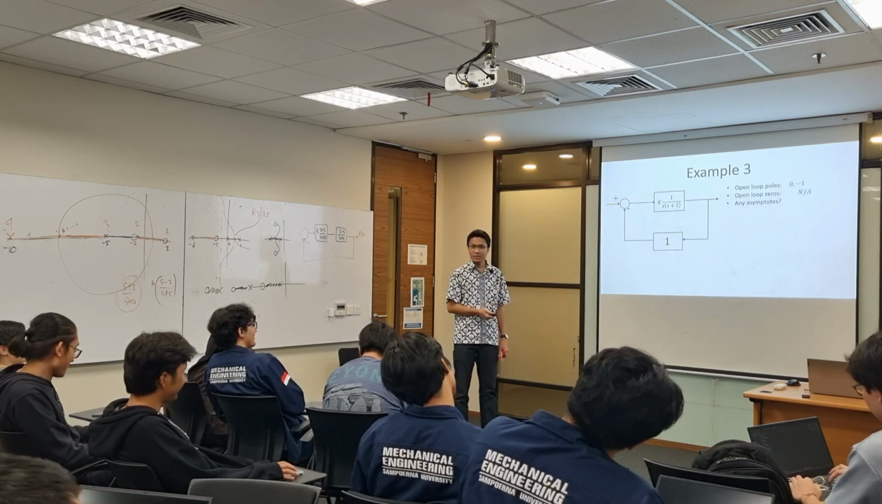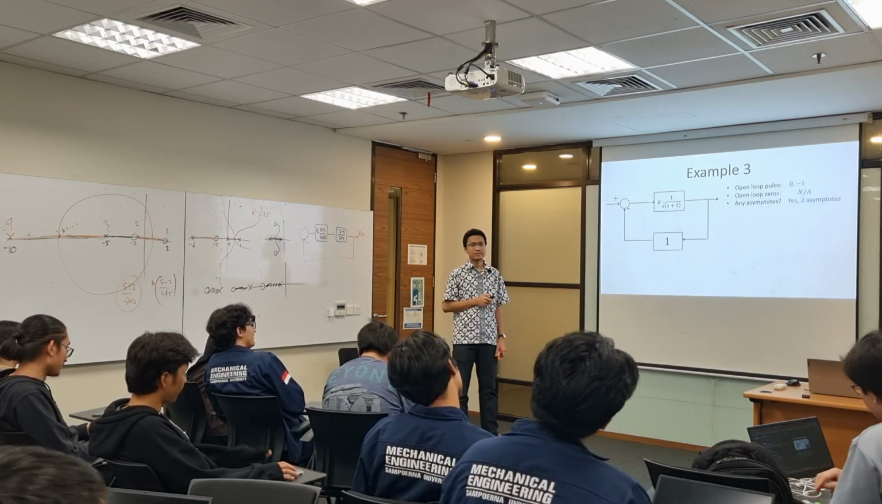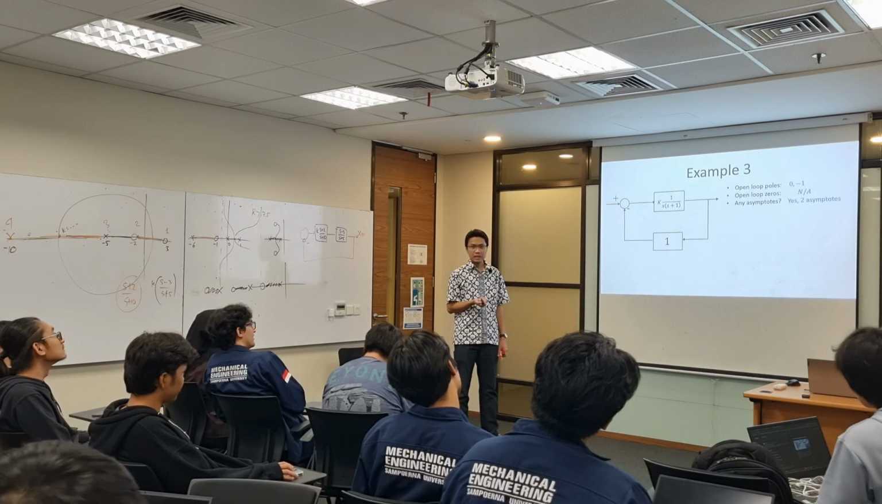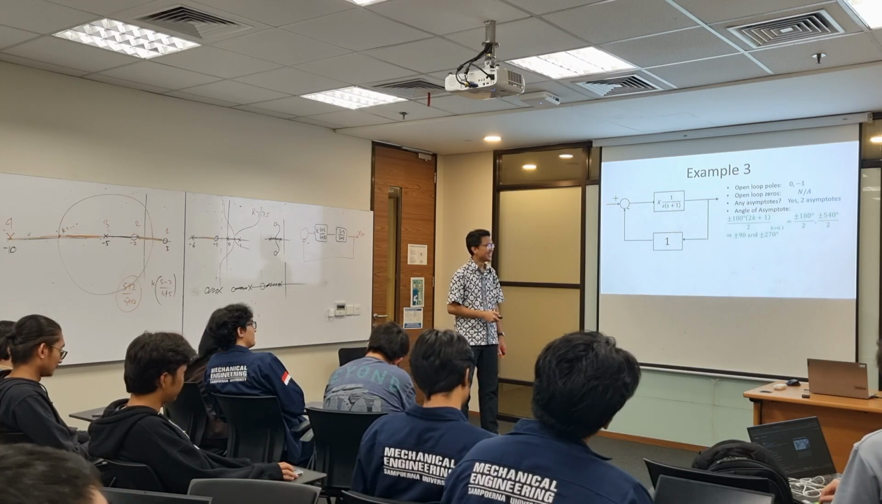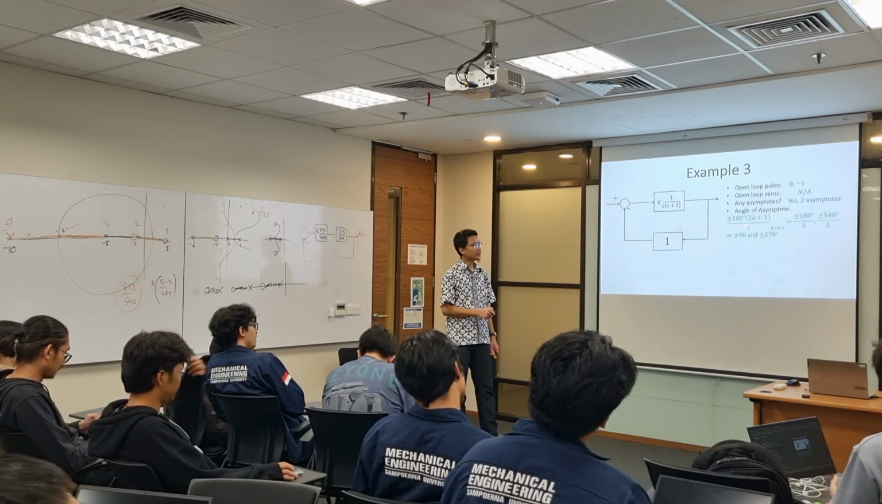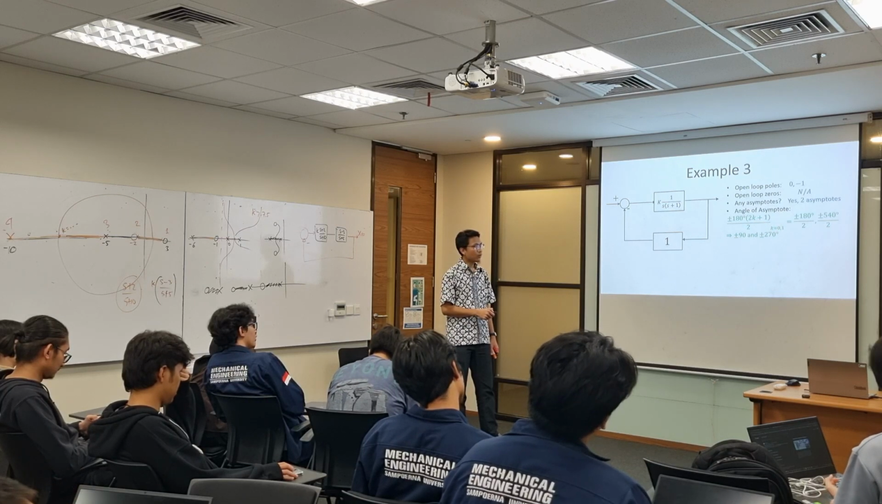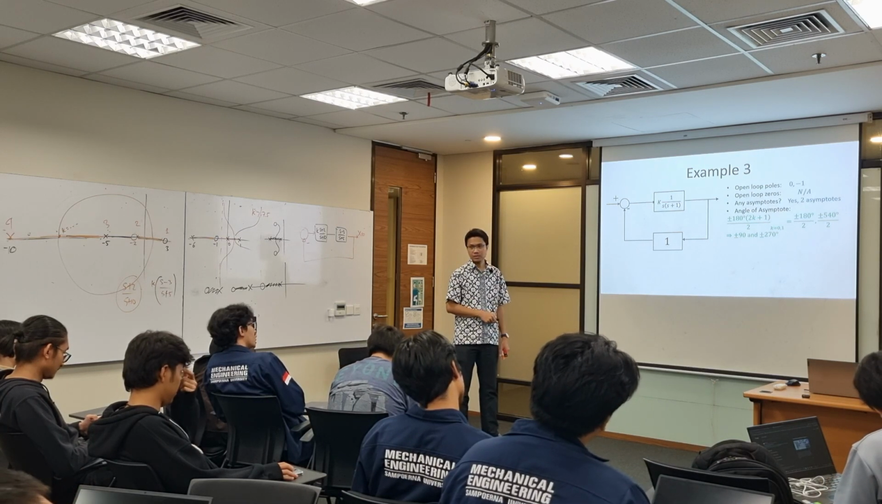Okay, any asymptote? We have 2, yeah? How do we know 2? 2 minus 0. 2 minus 0. 180. Okay, you use k to be 0 and 1, yeah, to find out the angle of asymptote.